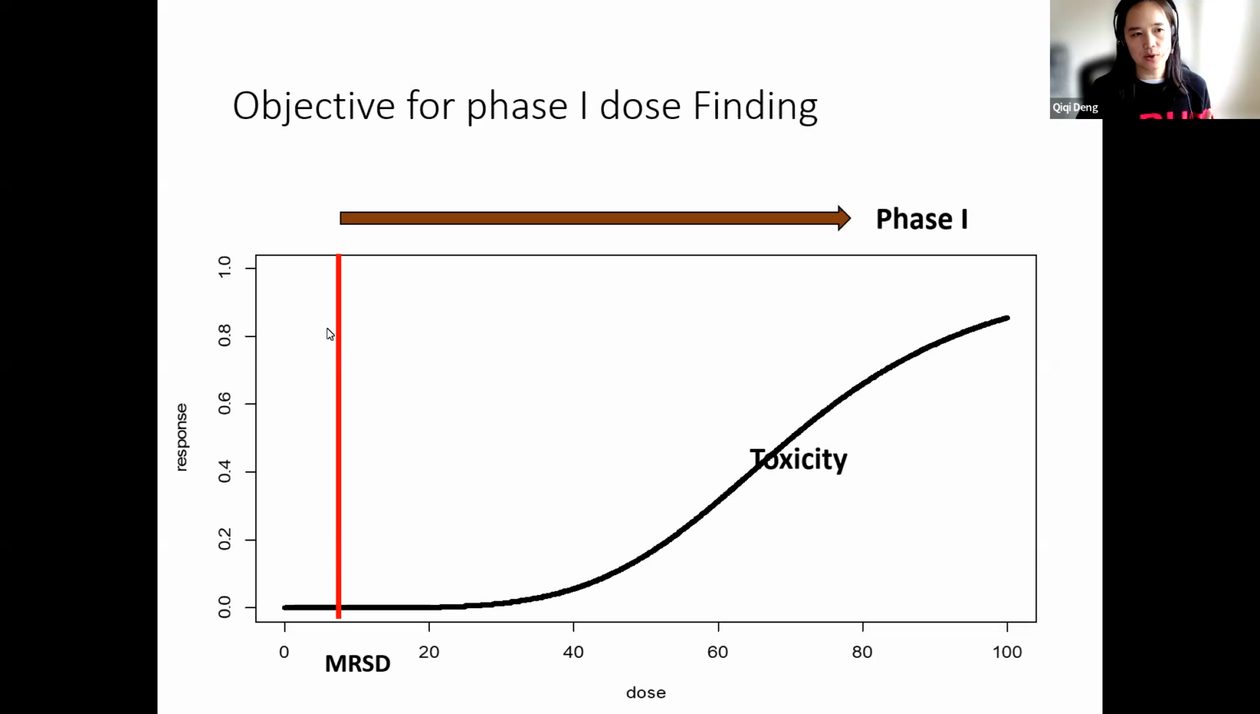The dose we started with is usually called the maximum recommended starting dose, and I'm going to talk about how to determine that in a minute. And then we escalate until we feel this dose is too toxic. We don't want to move up anymore, and then we call that the maximum tolerable dose.